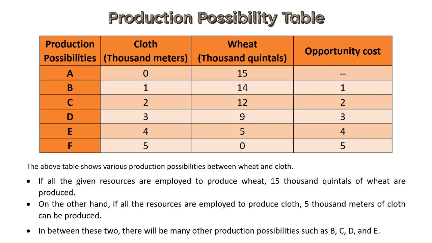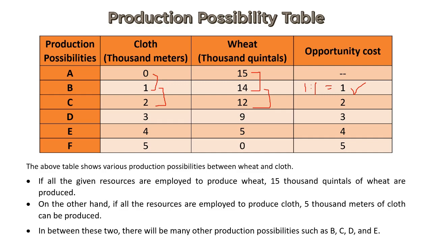In the case of opportunity cost, from combination A to combination B we are producing one additional cloth unit, and for that we are losing the production of wheat by one unit, hence the opportunity cost will be 1. From B to C we are producing one more unit of cloth, and for that we are losing 2 units of production of wheat. So here the combination will be 1:1, then the opportunity cost will be 1.